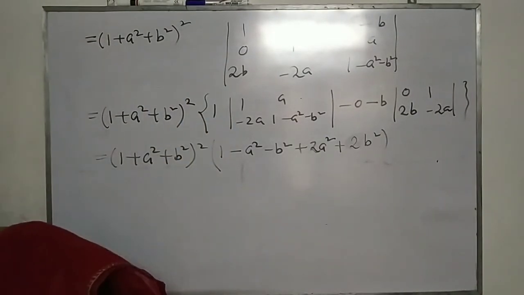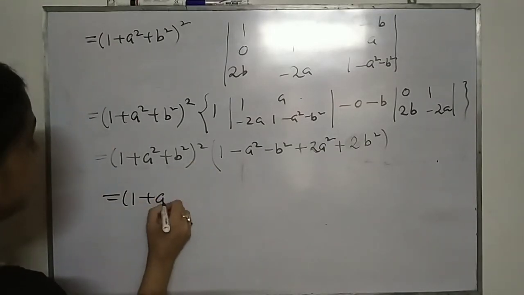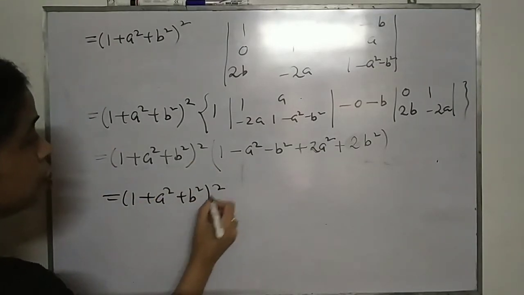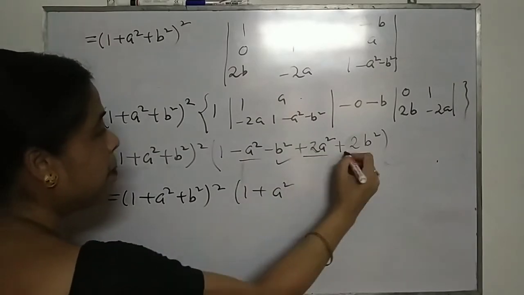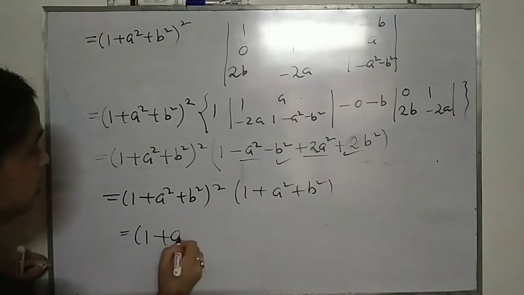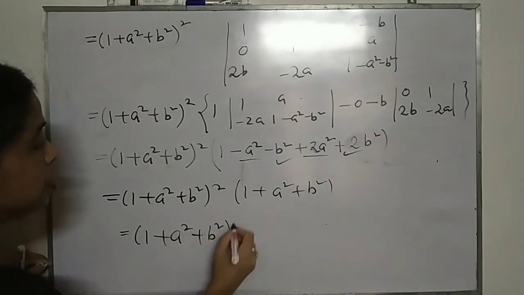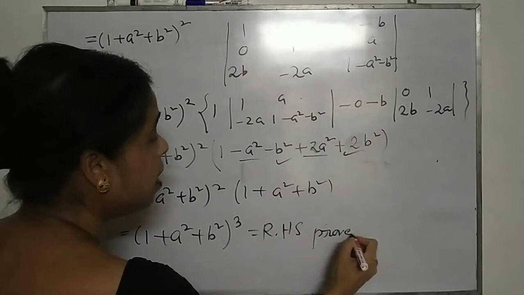If I combine in this method, here what we have? 1 plus a square plus b square whole square, and these two we can combine. It will give you 1 plus a square, and combining these two we have 1 plus b square, and then we obtain our answer, 1 plus a square plus b square whole cube, which is your right hand side, and this completes the proof.